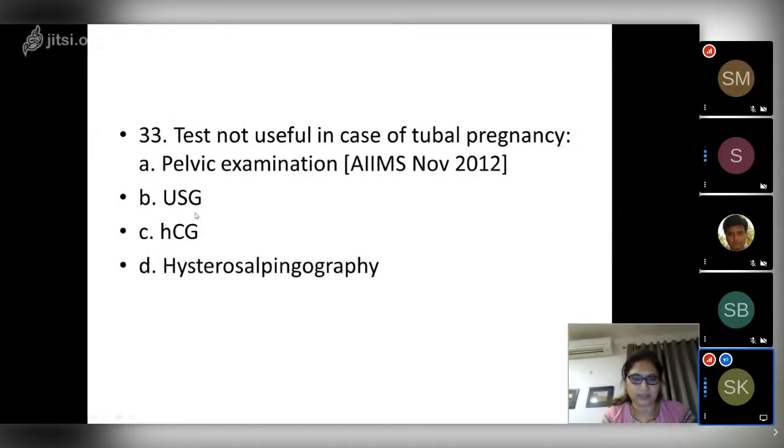So as you know, ultrasound and HCG are definitely done. So what is the answer for this question? It is hysterosalpingography. Why do you want to do hysterosalpingography? See, hysterosalpingography is done for tubal block. If there is any tubal blockage in infertility patients, or if you want to diagnose any intrauterine pathology, you do the hysterosalpingography. Is it not? So it's not definitely for tubal pregnancy. So that's the answer for this question. Test not useful, remember. Okay.